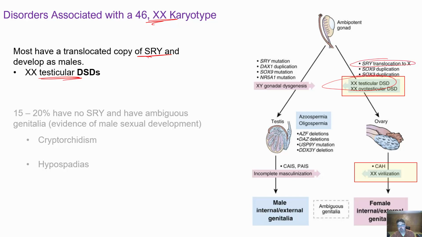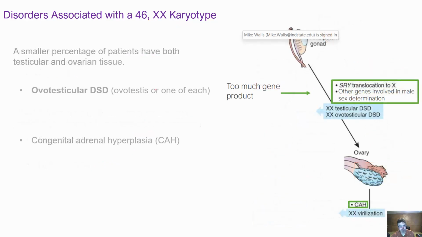You will notice there are a couple of other possibilities. These are other genes along the pathway that can also result in the same phenotype response. So you will notice that about 15 to 20% have no SRY, and they have ambiguous genitalia, typically from these other results, SOX9 duplications and whatnot. And of course, you can have evidence of male sexual development, so cryptorchidism, hypospadias as well. We'll take a look at hypospadias in a second.